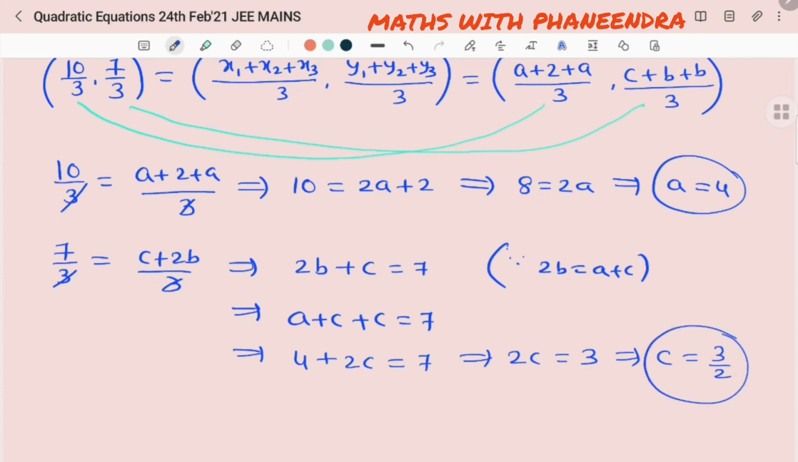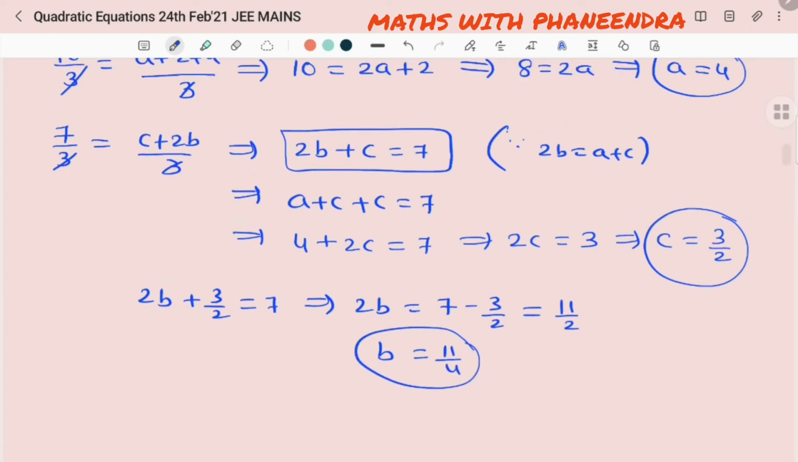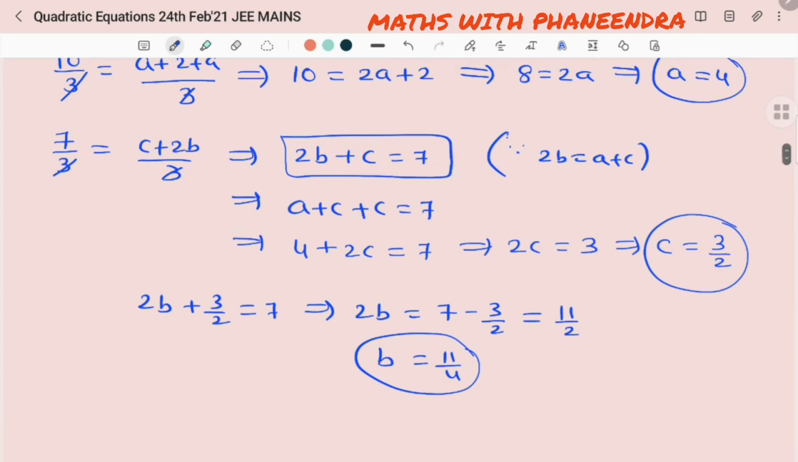But I want the b value. Why? Because in the quadratic equation, b is required and a is required. A value we got now. So substitute the c value in the equation 2b plus c is equal to 7. You will get the value of b. So 2b plus c value 3 by 2 is equal to 7. That implies 2b is equal to 7 minus 3 by 2, that is equal to 14 minus 3 by 2. So 11 by 2. So b is equal to 11 by 4. So the a value we got as 4 and the b value we got as 11 by 4.